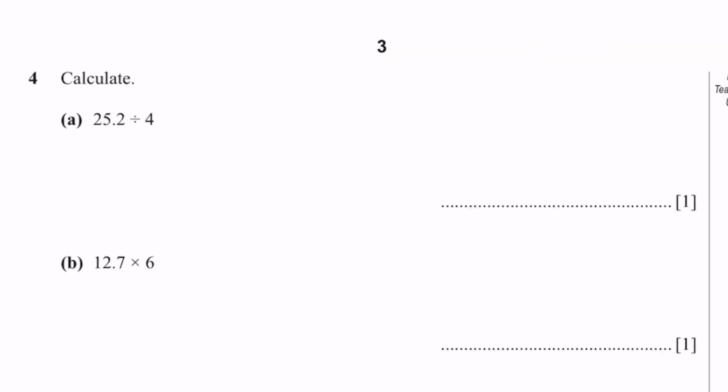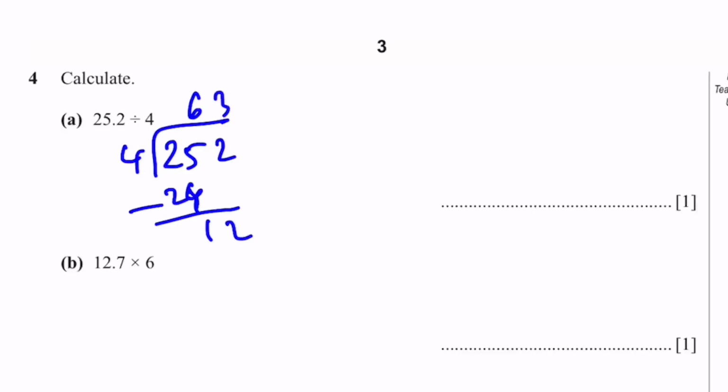Question 4. A. 25.2 divided by 4. First, let's divide 252 by 4. That's equal to 6, and then we get 1, 2, 3. So it is 63. And now we put a decimal point because 25.2 has one decimal, so 6.3.